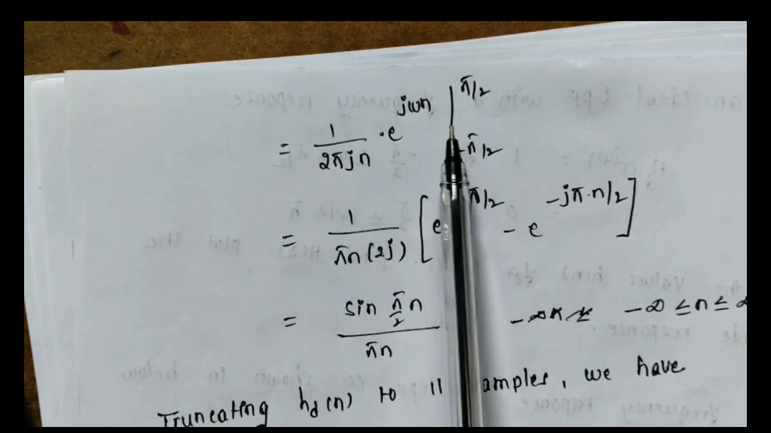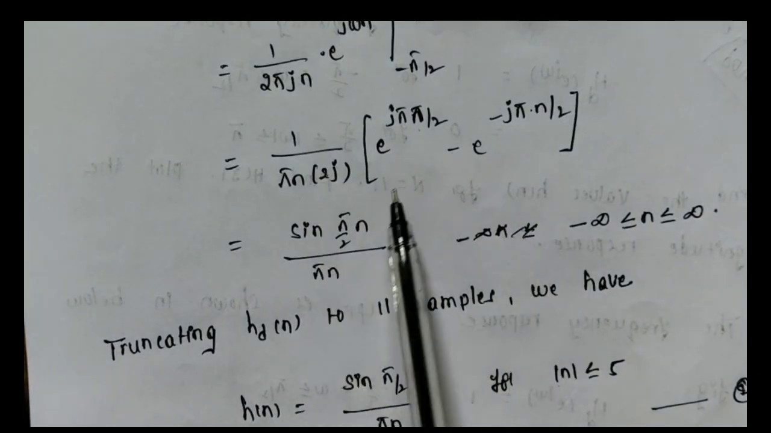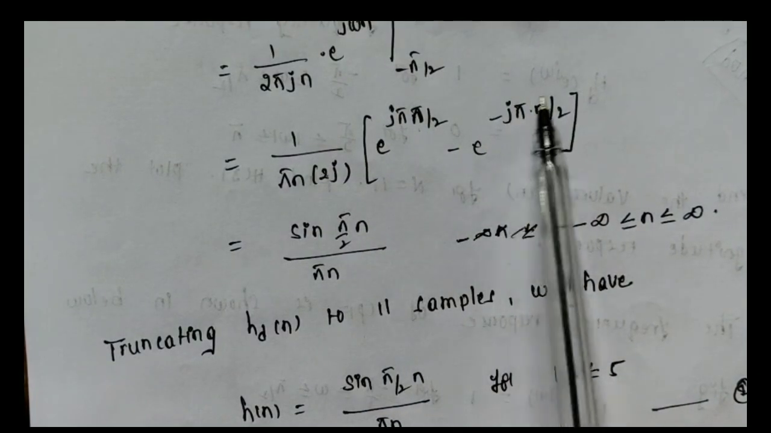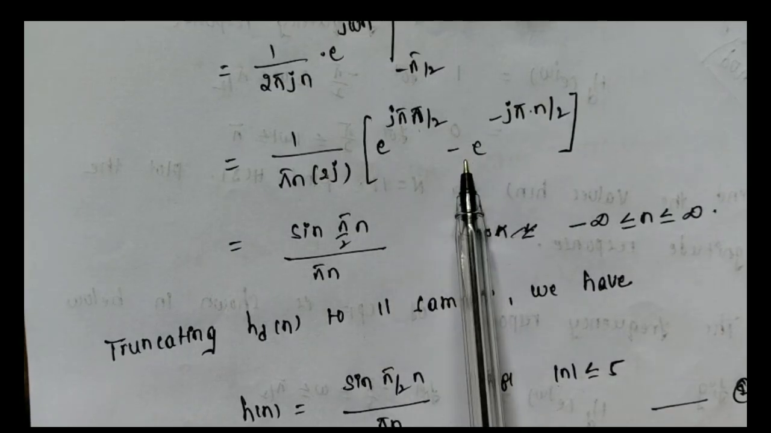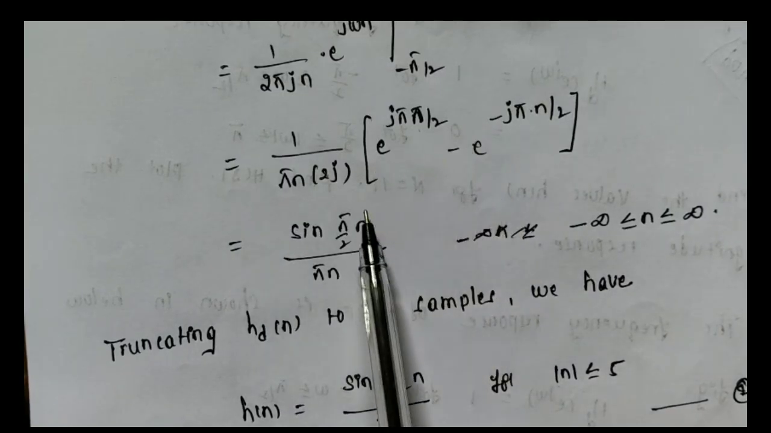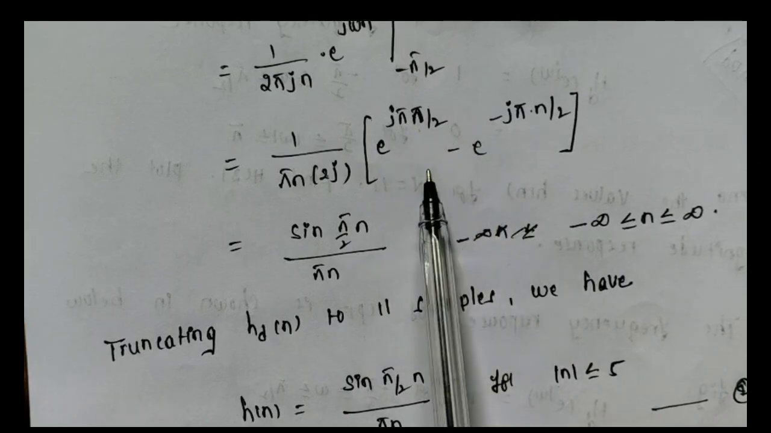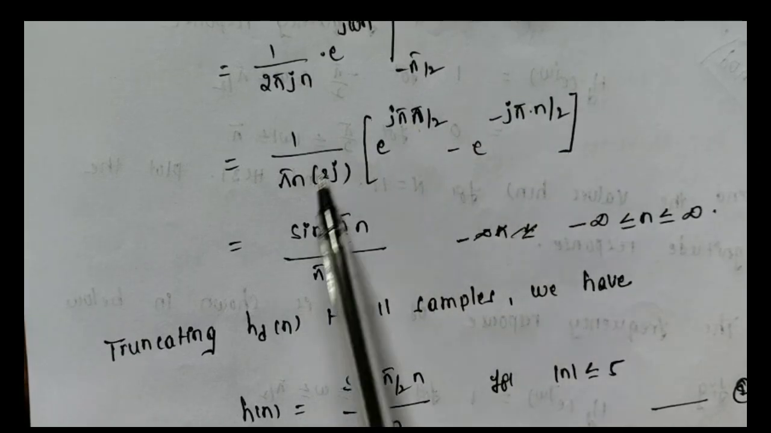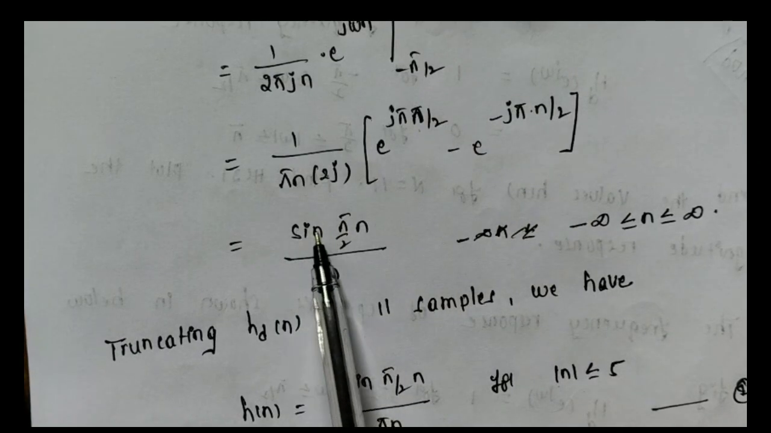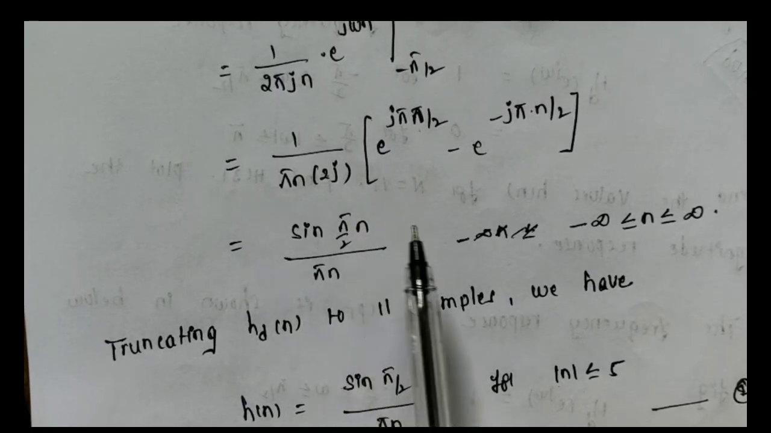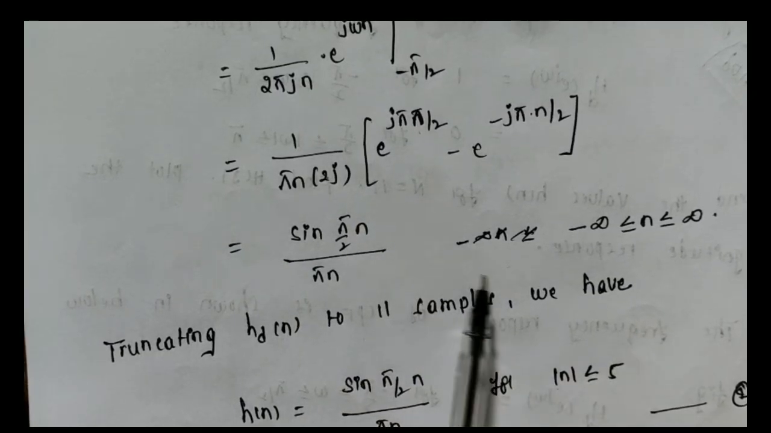So if you apply the upper limit minus the lower limit, we get (e^{jθ} minus e^{-jθ}) by 2j according to that formula. So (e^{jπn/2} minus e^{-jπn/2}) by 2j turns into sin(π/2 n). So sin(π/2 n) by πn. So this is the filter coefficient you got.